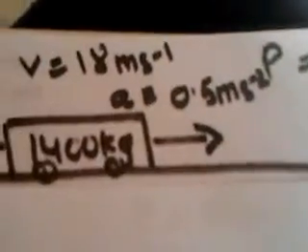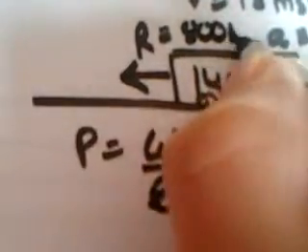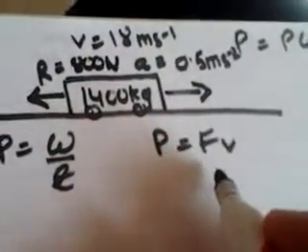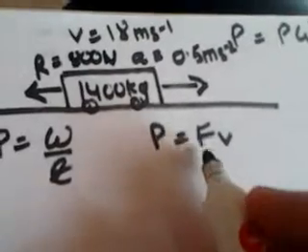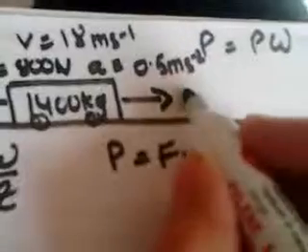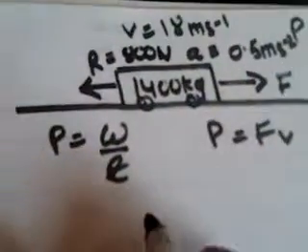I forgot to mention one thing. The resistance to motion is constant and equal to 800 newtons. So this resistive force is equal to 800 newtons. Now we need the force. Which force are we talking about? We are talking about the force generated by the car's engine, which is this force F. So how do we do this?